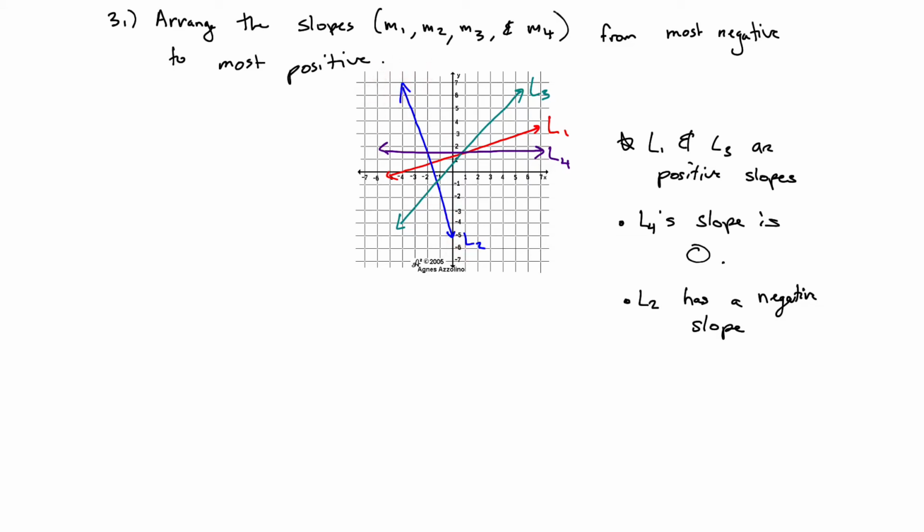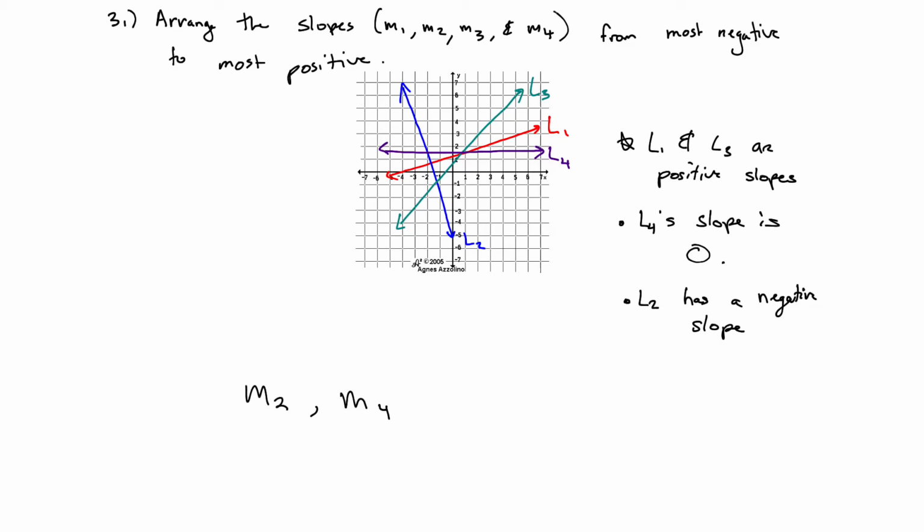Instead, what we're working on is noticing that this is a negative slope. So it's like -2, -3. That's the most negative, so M2 is the most negative. Then L1 and L3 are both positive, and L4 is 0. So the slope of L4 is going to be less than the slope of L1 and L3. So that's the next one, which would be L4.